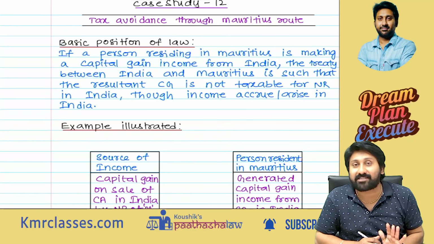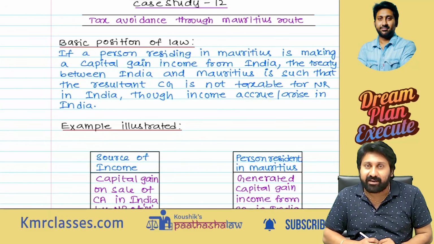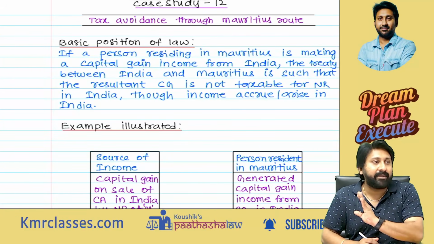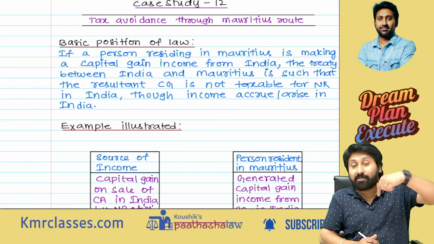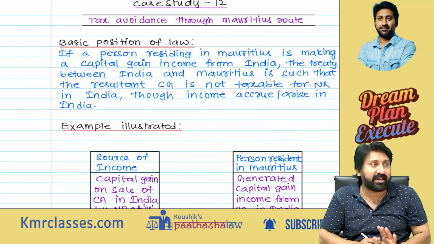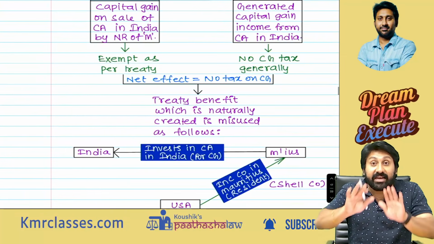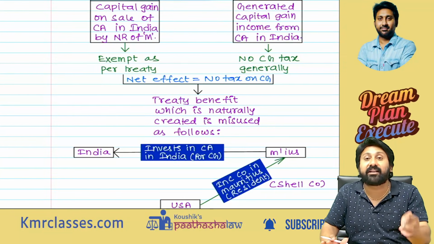Now the fun part started. Mauritius has no capital gain concept itself. India only has a capital gain. That country doesn't have a capital gain concept. Now what will happen? Because of the tax treaty, they don't pay tax in India. Because there is no concept of capital gain in Mauritius, they don't pay capital gain tax in Mauritius also. They are getting a double benefit. Correct? This is a naturally created double benefit. But certain people are using it in a wrong way.